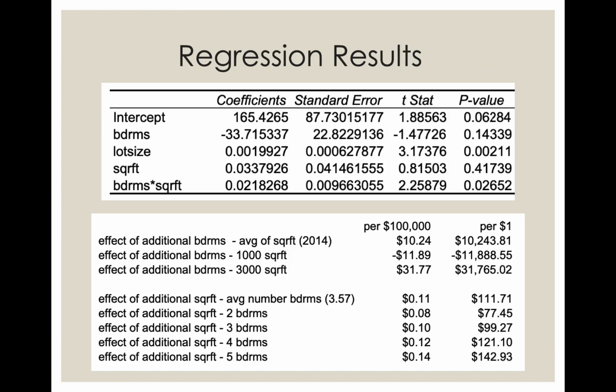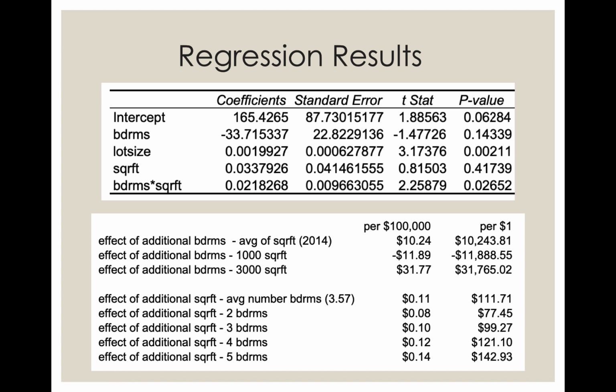Okay, so I ran this regression in Excel and I just ended up with the results that we care about here. We can see that bedrooms is actually not statistically significant once I include these other things. Lot size and square footage are not, but bedrooms times square footage is. And so here I just analyze the effect of adding additional bedrooms for different values of square feet. So the average value of square feet in my data is 2,014 square feet. That's the average size of a house.